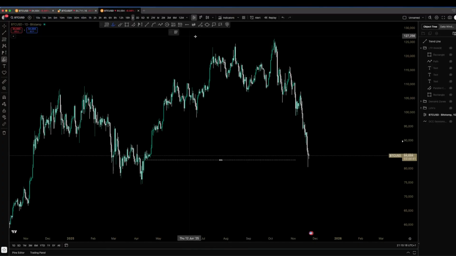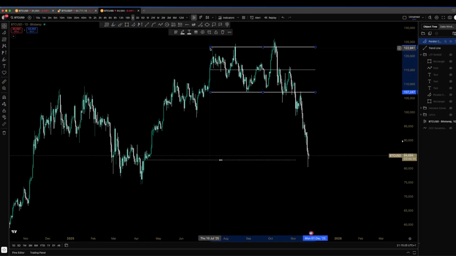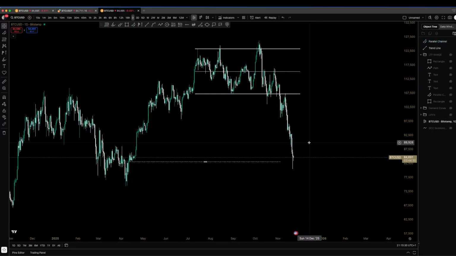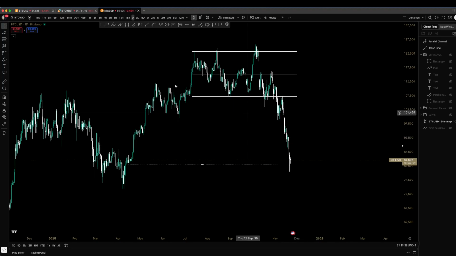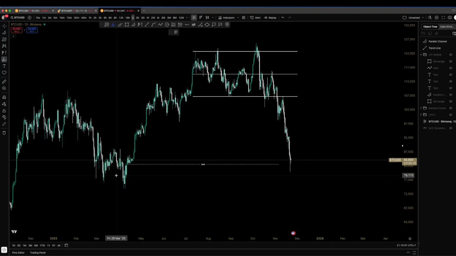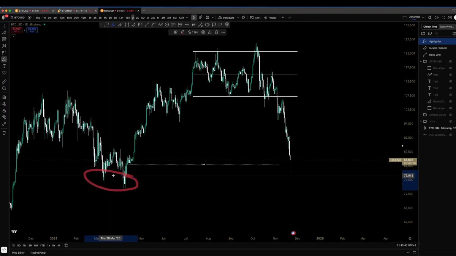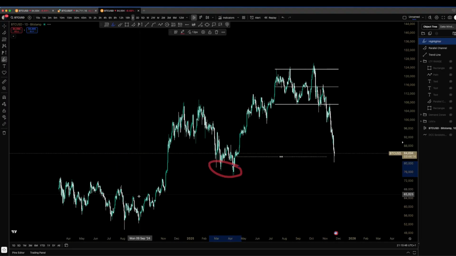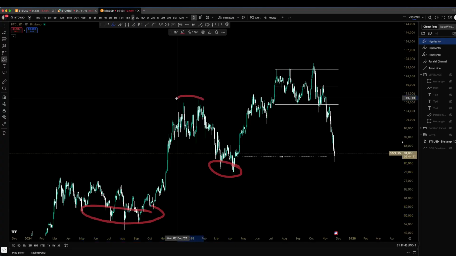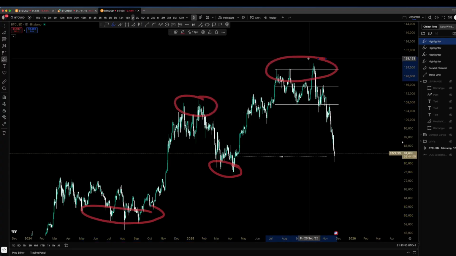Basically, we saw a nice distribution here at the top, right? So we had a distribution range here with 3 highs, and we broke the range, and now we are in an impulse. What I say to my community is, don't expect a proper bottom here yet. Why? Because every bottom will look like accumulation, right? Accumulation, accumulation, and the tops work like distribution and distribution.